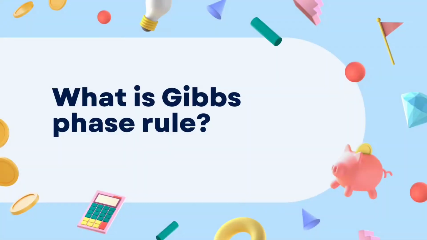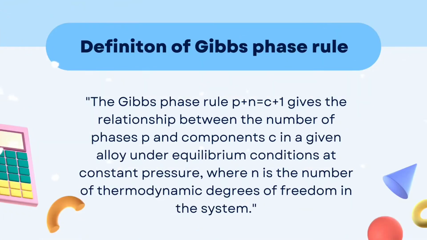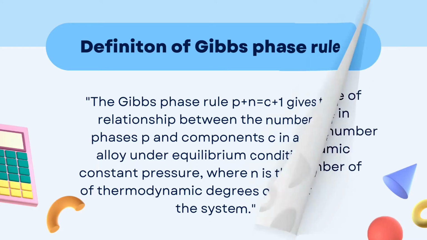Okay, first of all, before we go further, we have to know what the Gibbs phase rule is. Basically, the Gibbs phase rule, which is P plus N equals C plus 1, gives the relationship between the number of phases P and components C in a given alloy under equilibrium conditions at constant pressure, where N is the number of thermodynamic degrees of freedom in the system.